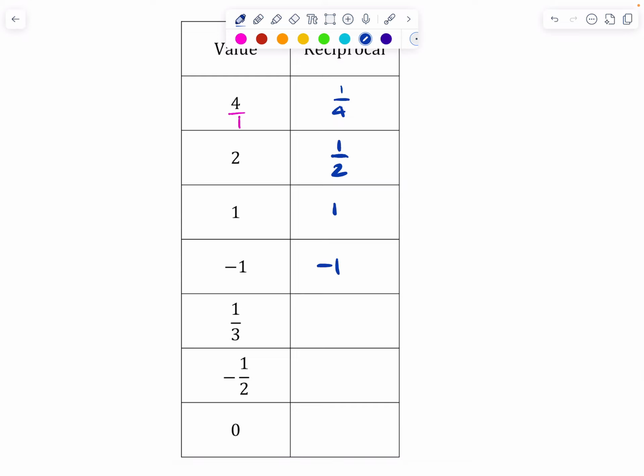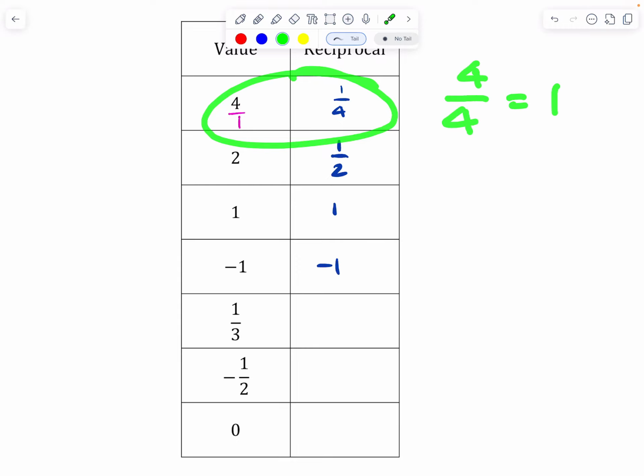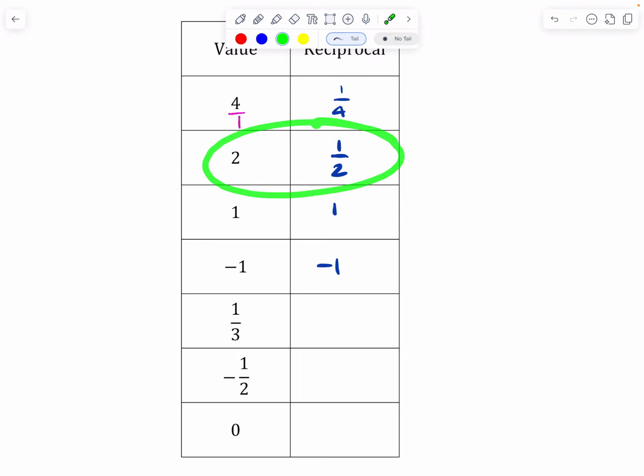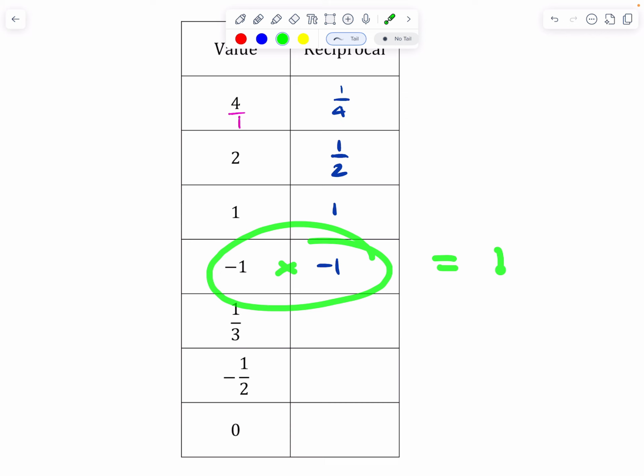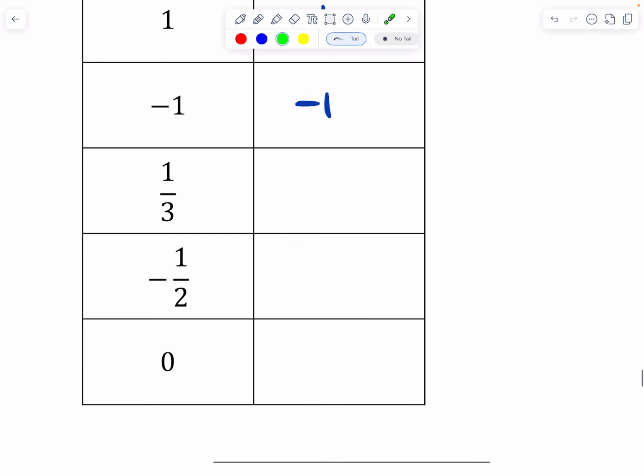And again, as you're writing all these down, we're just recognizing that if we multiply these two together, we get 4 over 4, which is 1. Or if we multiply these two together, we get 2 over 2, which is 1. So reciprocals multiply to 1. Taking these two, multiplying them, we get positive 1. The reciprocal of 1/3 is 3. The reciprocal of negative 1/2 is negative 2.